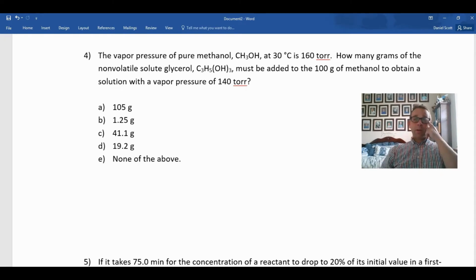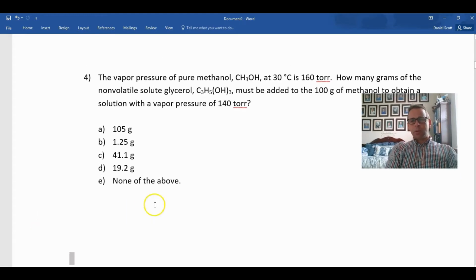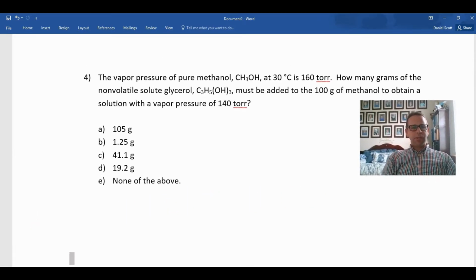We have the vapor pressure of methanol. Okay, so I want you to take a look at it and try to do it yourself. After you're done trying to do it yourself, then you can listen to my explanation. All right? Okay, so hopefully you've done that. The vapor pressure of the methanol at 30 degrees Celsius is 160 torr. How many grams of a non-volatile substance do we have to add so that the solution's vapor pressure will be 140 torr?